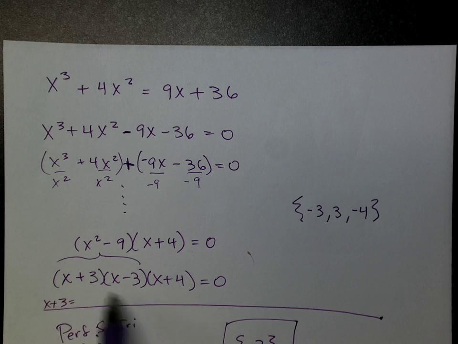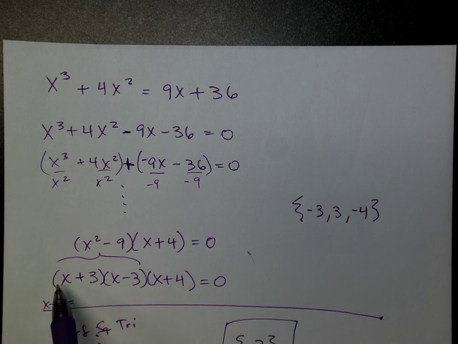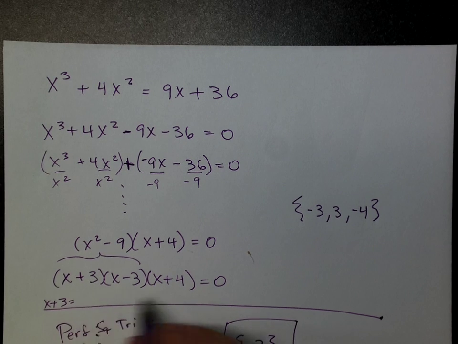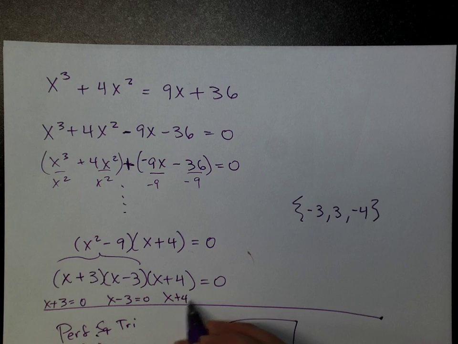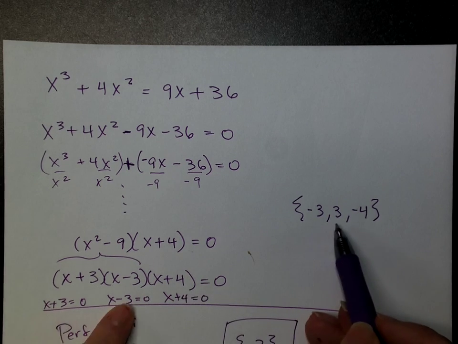Yeah, and be careful when you have coefficients. You also have to divide away the coefficient. But these are just real basic. So x plus 3 equals 0, x minus 3 equals 0, x plus 4 equals 0. Solves to make negative 3, positive 3, and negative 4.